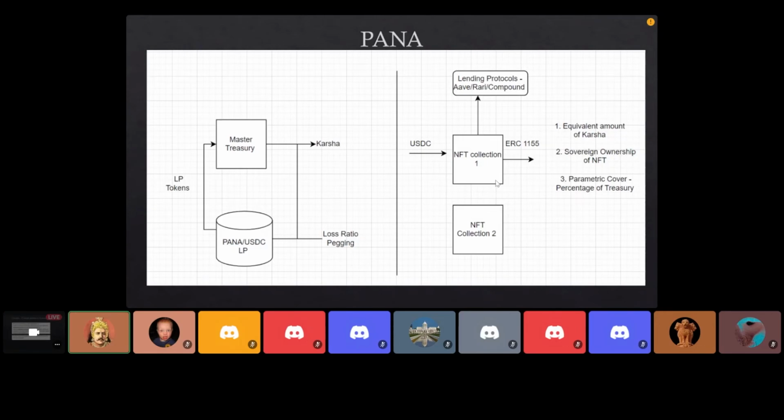What happens is the user will come in with stable coins, mostly USDC. He'll again use the bonding phenomenon that we use in the master treasury, but the only difference is that in the master treasury we use LP tokens and here we use USDC. So he'll bond with the USDC into the NFT collection treasury, and he'll in turn get ERC 1155. This is the major difference between Pana and other protocols.